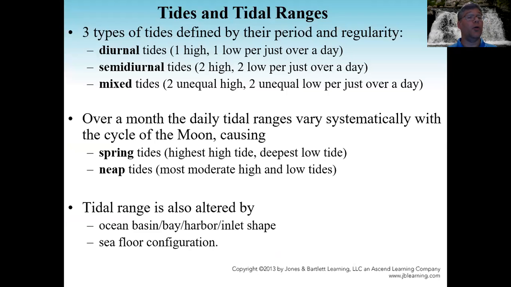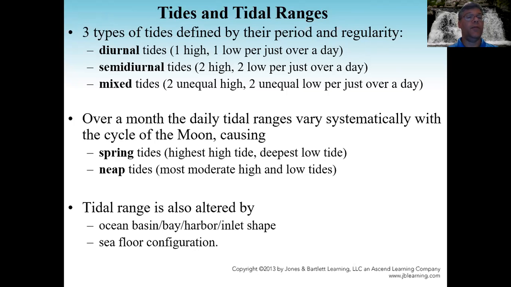Our third category are the mixed tides. These have two high and two low tides per just over a day, but noticeably they are not both even. You may have the two highs close to similar, but the lows are pretty different, or you may have different highs, lows similar, or both pairs may be noticeably different from each other.